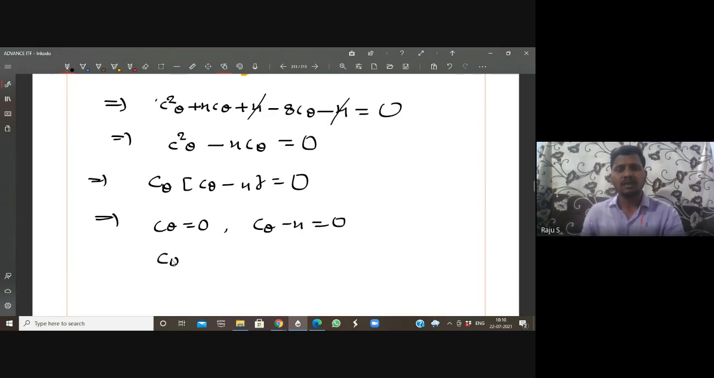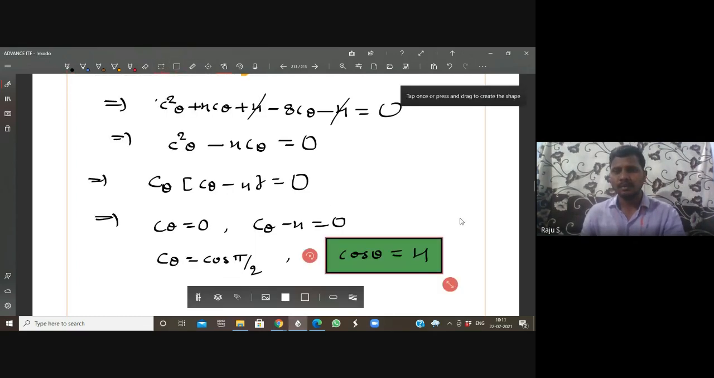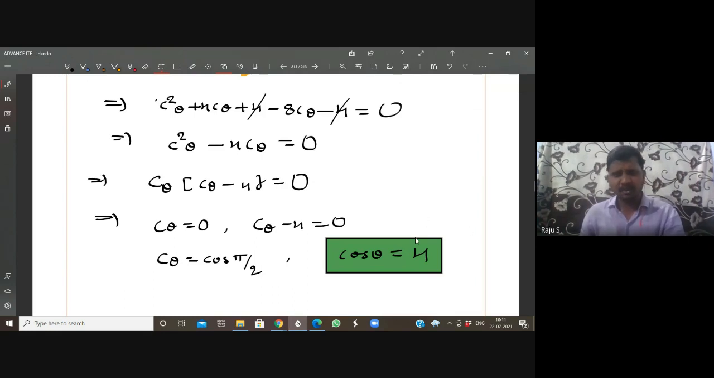So here cos theta is equal to 0 means theta can be written as pi by 2. And here cos theta is equal to 4. Cos theta minus 4 is equal to 0 means cos theta is equal to 4. Then student, tell me, is it possible that cos theta is equal to 4? What is the maximum value and minimum value of cos theta? What is the range? Minus 1 to 1. But does 4 belong to minus 1 to 1? No. So 4 does not belong to minus 1 comma 1. So it is not possible. Only cos theta equal to 0, that is theta equal to pi by 2.